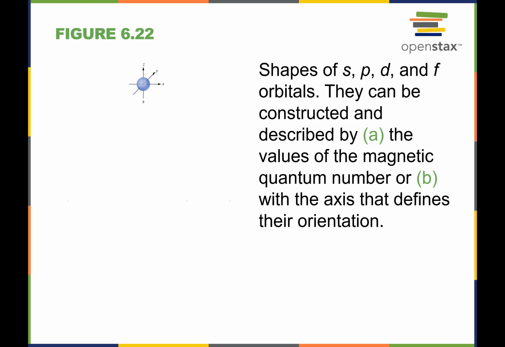Okay, so S are spherical, P's are dumbbell shaped. Now, this is what I meant by dumbbell shaped. Like I said, they have two lobes, and where the two lobes come together, that's where the nucleus of the atom is. That's so cool. So in other words, the probability of finding an electron that's in a p-type subshell there at the nucleus is 0.